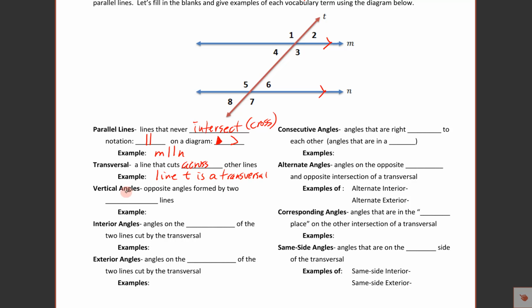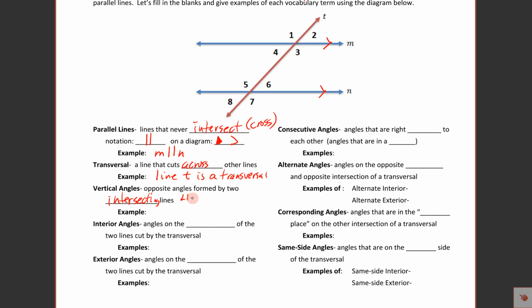Vertical angles, we've talked about this before. Vertical angles are opposite angles formed by two intersecting lines. Okay? So examples here would be, gosh, there's a whole bunch of them. Any that are straight across from each other in an intersection. So I'm going to write down these examples.